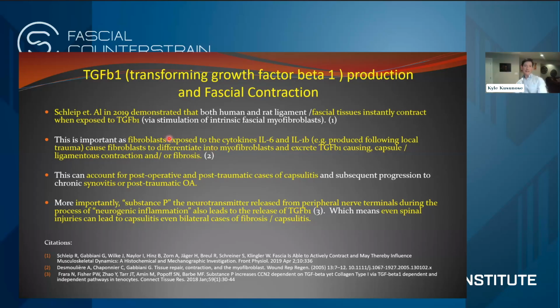Going back into 2019, Robert Schleip, a lot of you guys know who he is. He's a famous researcher. He proved in 2019 that if you take TGF beta 1 on human and rat ligaments, healthy ligaments, and just drip it on there, it instantly contracts. So all these tissues have intrinsic contractile cells or myofibroblasts, which it's written on the slide there, and just dripping TGF beta 1, they contract. So if we, through substance P, start producing TGF beta 1, you get a capsulitis.